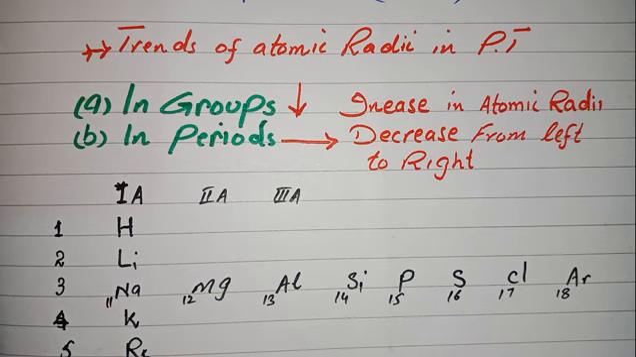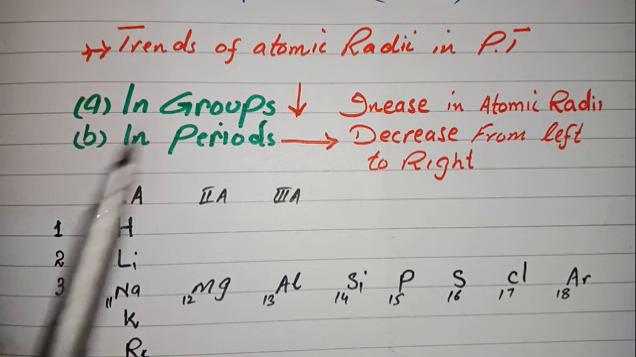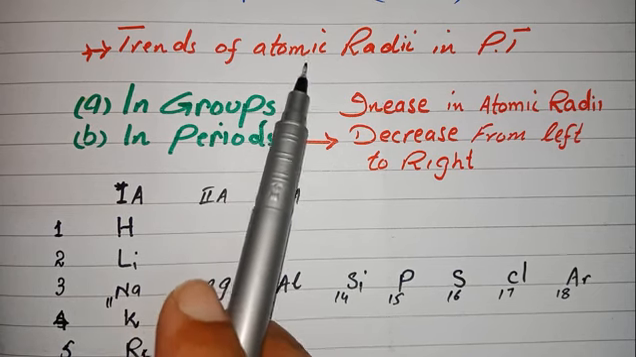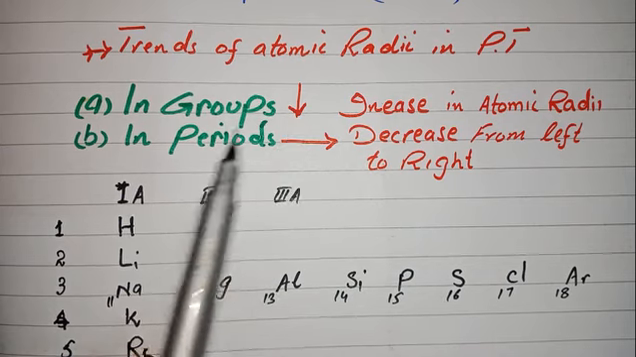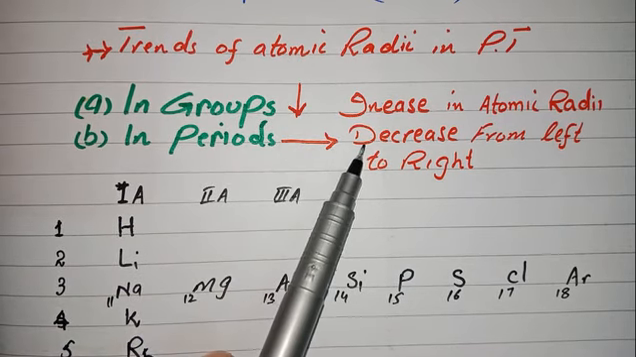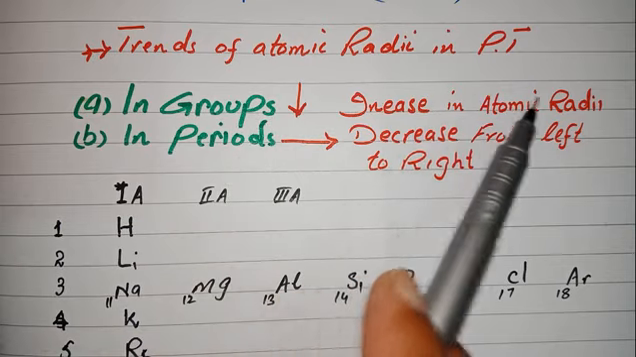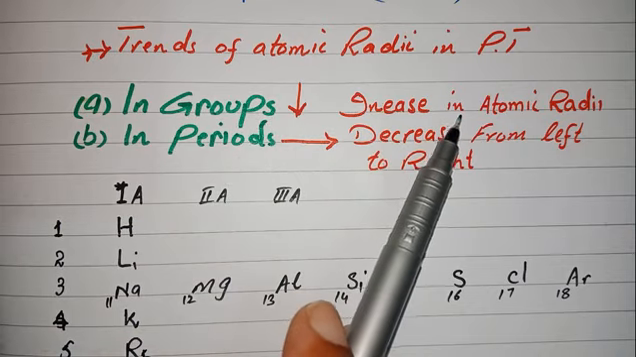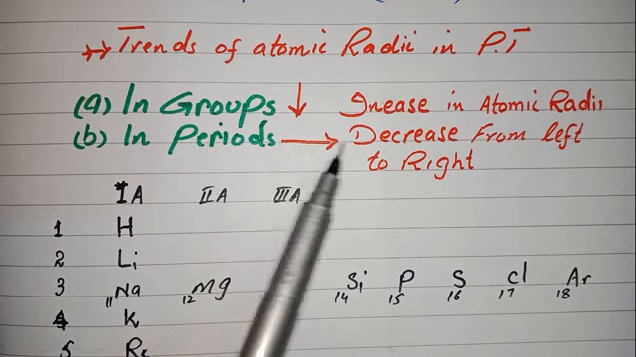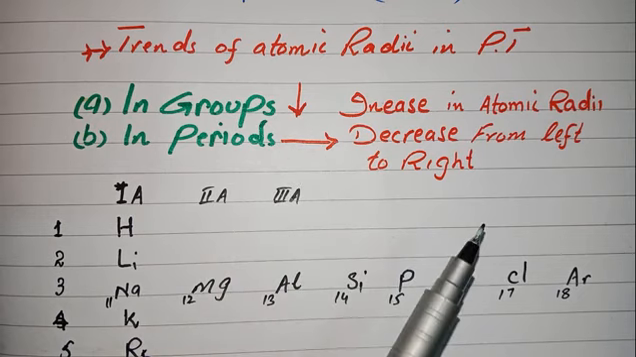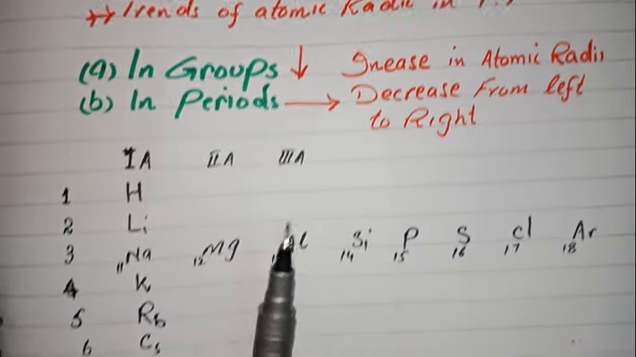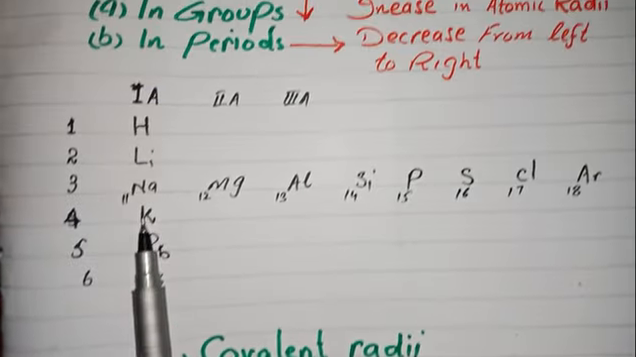Now, what is the trend of atomic radius in the periodic table? By trend, we mean what happens to atomic radius when we move from top to bottom in a particular group or from left to right in a period. Generally speaking, in groups from top to bottom, the atomic radius gradually increases, while in a period from left to right, atomic radius gradually decreases. There are so many factors.